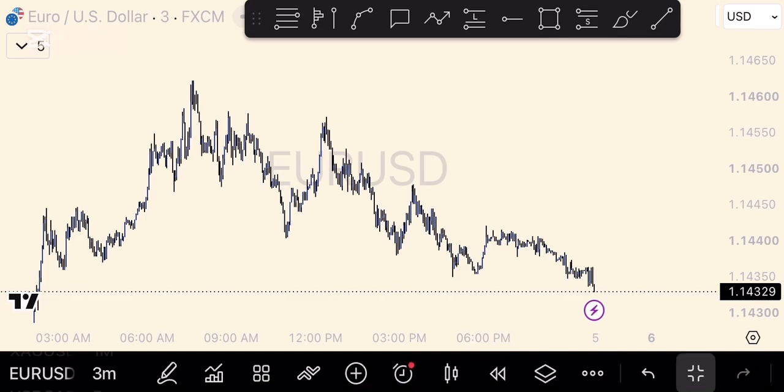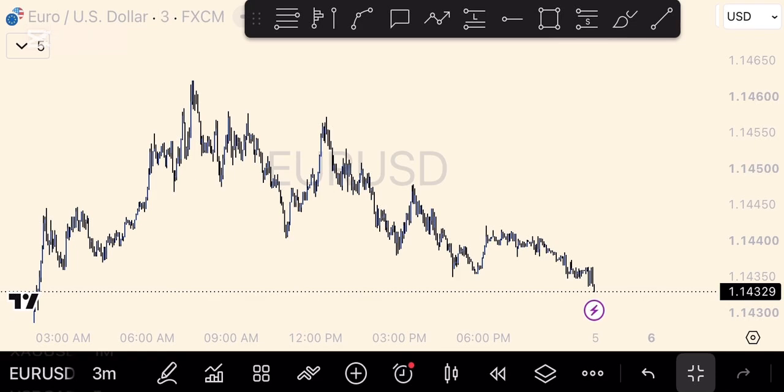So as you all know how we do it, we follow the trend, we don't go against the trend. And mind you, this is the 3-minute time frame. So on the 3-minute time frame, we are having a sell structure, and you know how we do it.